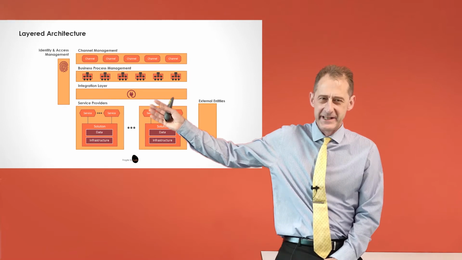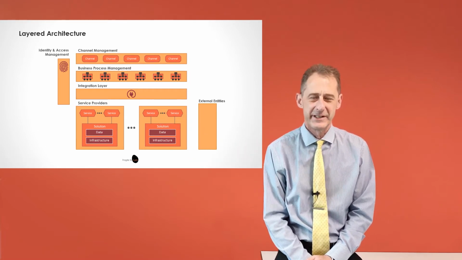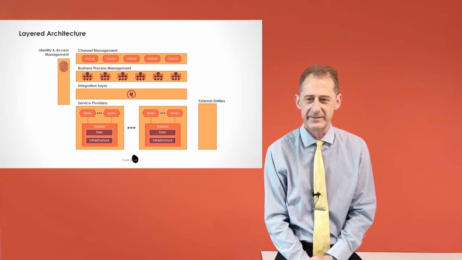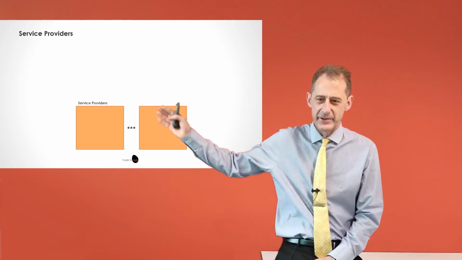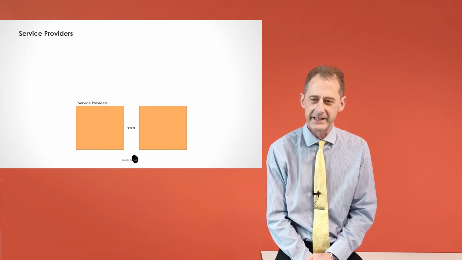Okay, so what we're talking about here is a horizontally layered architecture, the critical layering for a digitally transformed organization, as opposed to a vertically layered architecture. And in this particular episode, we're talking about this bottom layer here, the service provider layer within the architecture.